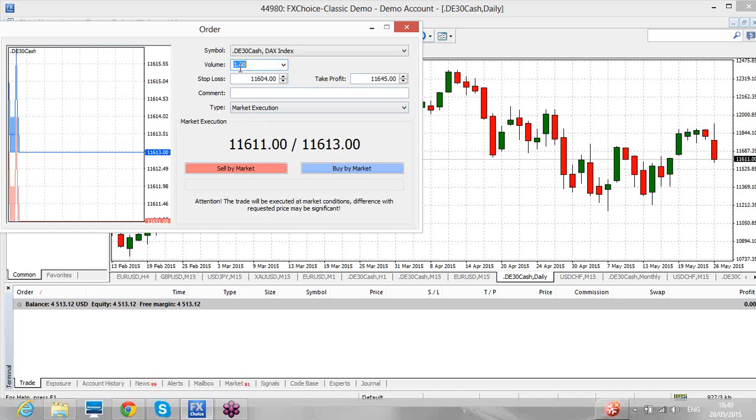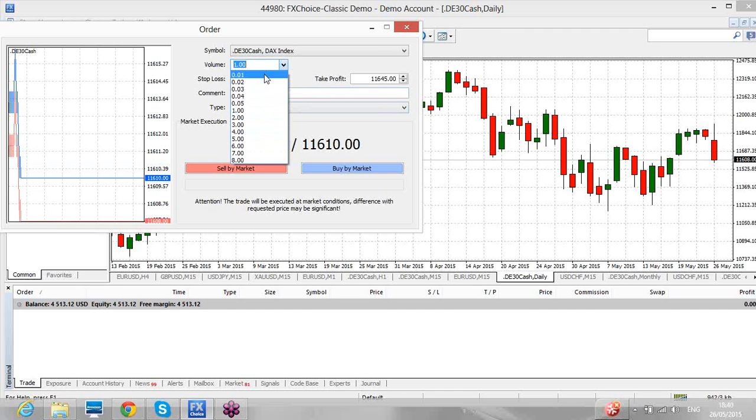Make sure that you realize that a 1 move here represents 25 euros. So for every point that the market moves here, 11609 to 11610, that would be 25 euros. So just be fully aware of the amounts that you are trading. And again, 0.01 is 25 cents. So you have a broad scope to trade from as little as 25 cents up to your 25 and even more. You can trade all the way up there. So just be aware that 0.01 is 25 cents.